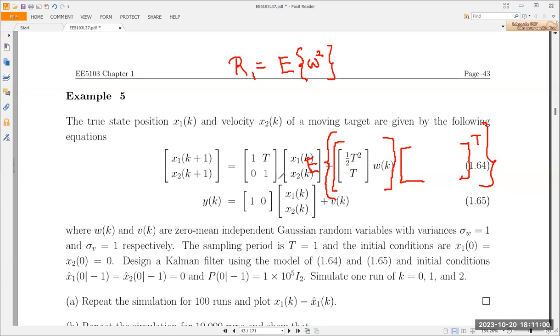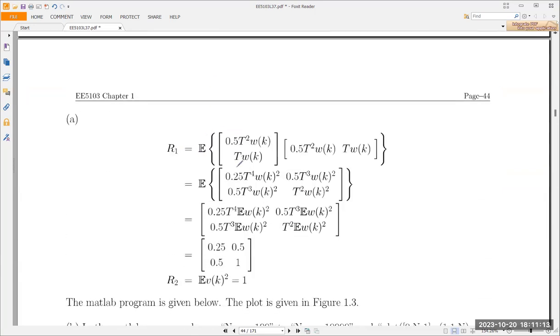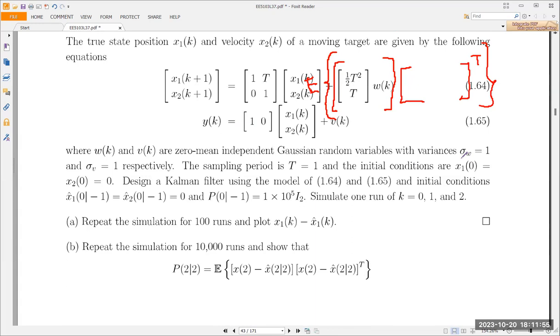So now you see this is half t squared w. This is tw. I show you how to do it. Here R1 would be take this half t squared w, tw, multiply by the transpose. So if you do that, you will get a 2 by 2 matrix. Then after that, take the mean, meaning the mean of each of the elements in this 2 by 2 matrix. So basically, it's the mean of W squared in each entry. All this, of course, depends on t, whatever t is. Since the mean of W squared is 1, which is given in the question, the variance is 1.